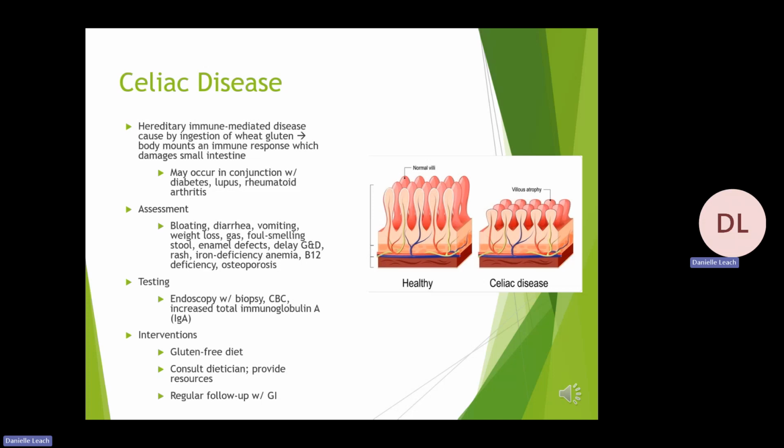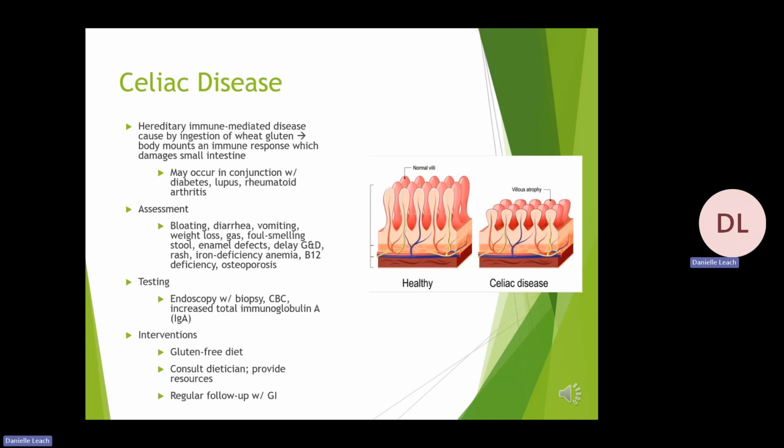So this may occur in conjunction with other immune-mediated diseases, things like lupus, rheumatoid arthritis, and diabetes. On assessment, some symptoms that they may have are abdominal bloating, diarrhea, vomiting, weight loss because they aren't absorbing all the nutrients that they need, a lot of gas, and small, foul-smelling stool.